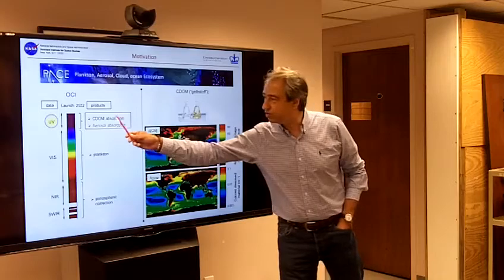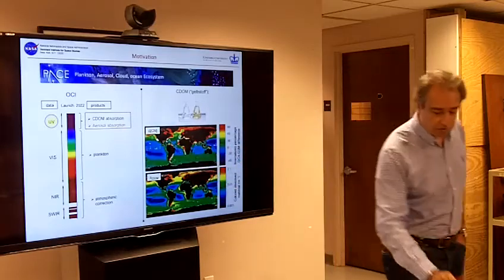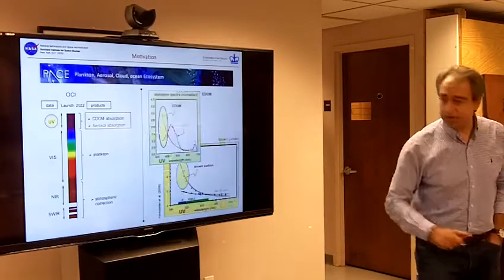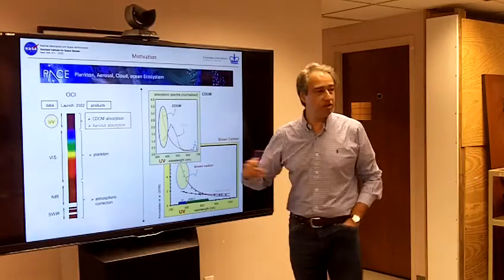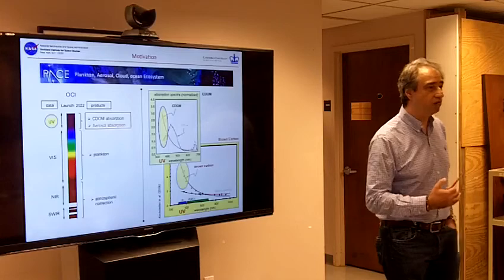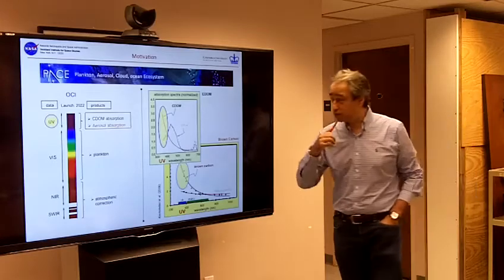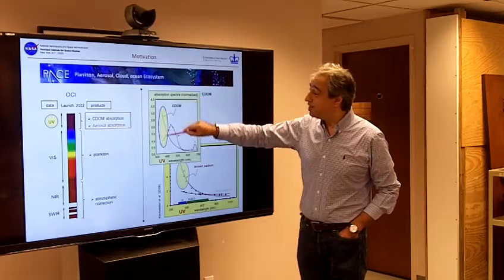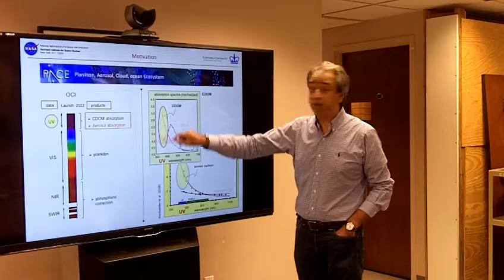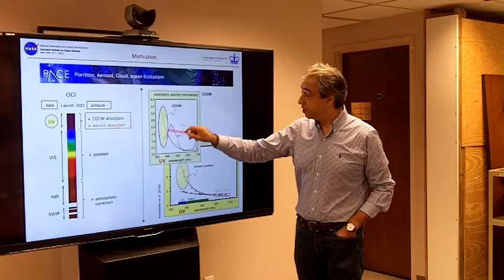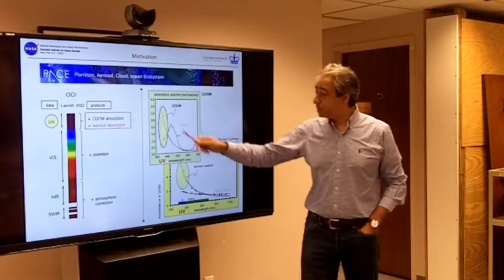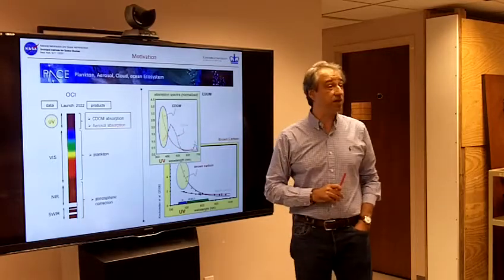And that's why they're starting to look in the UV part of the spectrum. The reason is that shown here is the absorption spectrum for CDOM, this dissolved organic matter in the ocean. And you can see that it increases exponentially towards the UV part of the spectrum. This is the absorption for chlorophyll concentration, which decreases in the UV part of the spectrum.